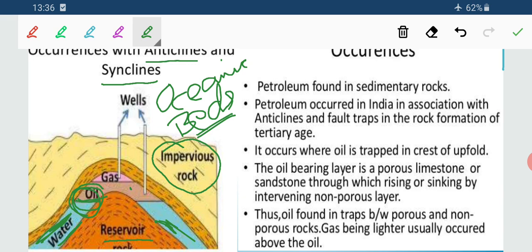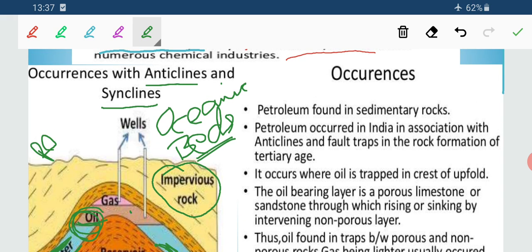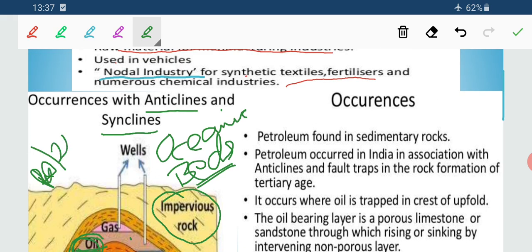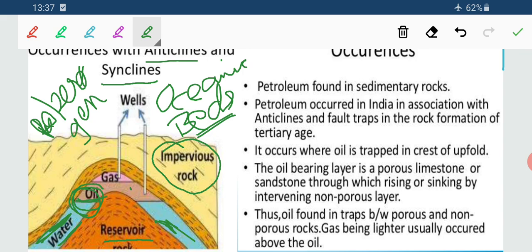Now when the marine organisms get decomposed due to excessive heat and pressure, the fatty acids of the marine organisms transform into a waxy coated material termed kerogen. This waxy coated material termed kerogen, again due to excessive heat and pressure, turns into a liquid or molten matter. We term it crude oil.